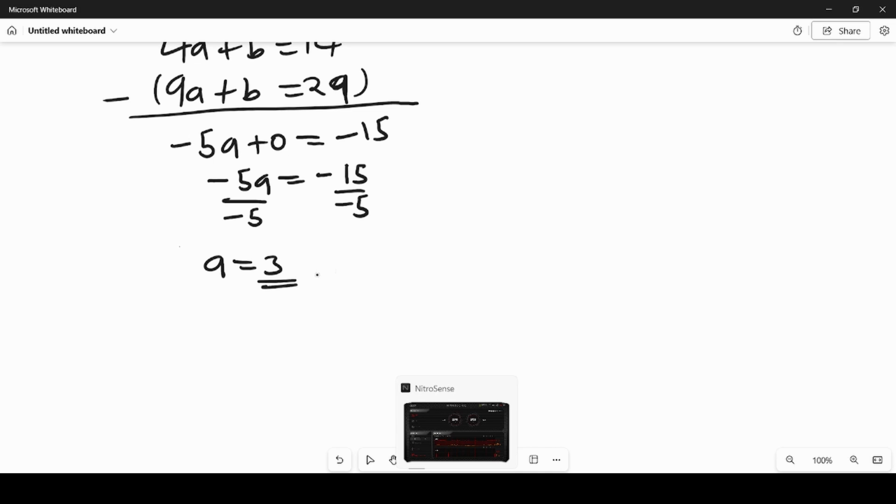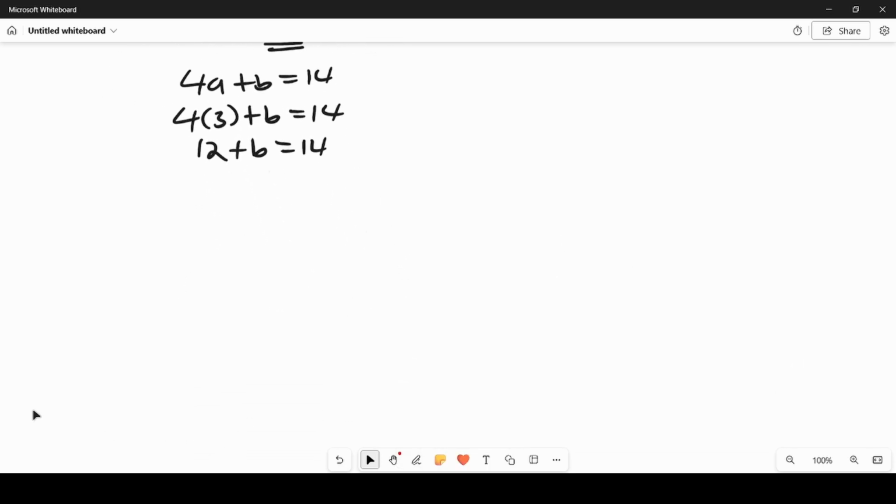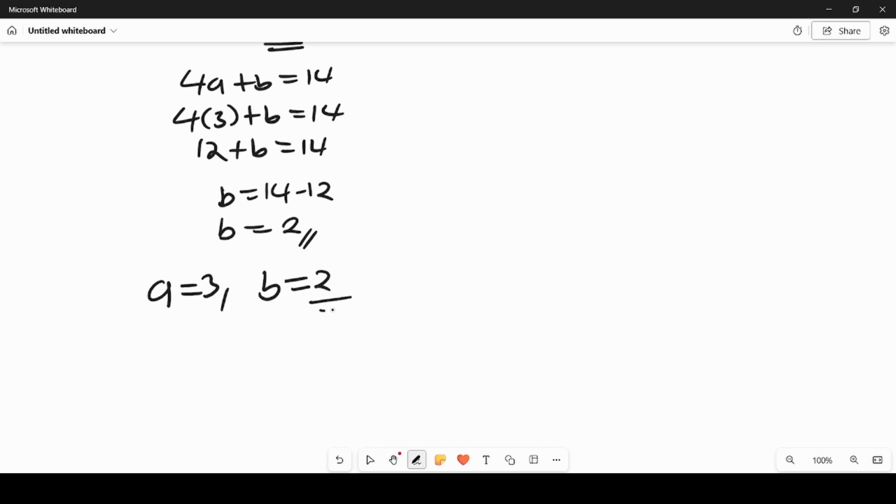Okay, so if a is 3, what is our b? Pick any equation of your choice. Let's pick our 4a plus b is equal to 14. Where there is a, we put 3: 4 times 3 plus b is equal to 14. This is 12 plus b is equal to 14, so our b is equal to 14 minus 12. So b is equal to 2. So we found that a is equal to 3 and b is equal to 2. So actually we found the values.